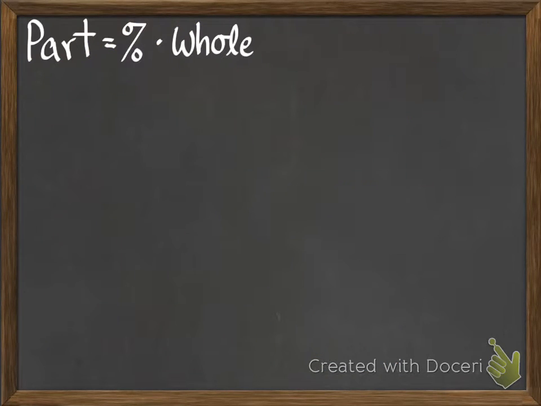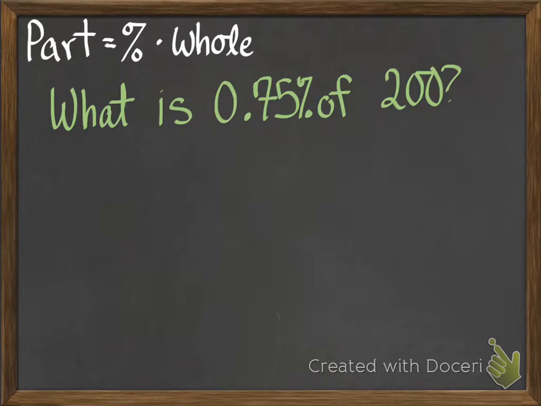So part equals percent times whole. We've worked with this equation a whole lot. What is 0.75% of 200? First things first, what means we don't know, so we can use that as a blank box or a variable. Is means equals.